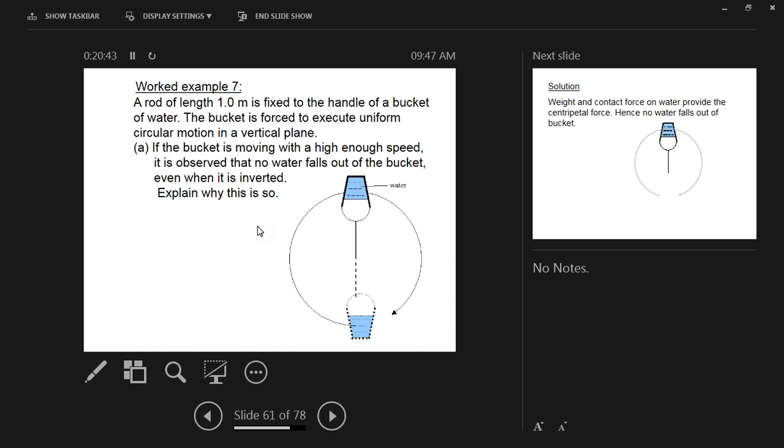When it's upside down like this, there are two forces acting on the water, right? What are the two forces? The weight and the normal reaction force. If you swing it fast enough, the mv squared over r. What is mv squared over r? The centripetal force. If the centripetal force is bigger than your weight, then the rest is balanced by the normal reaction, the water should stay there. Do you believe this? Yes. Anybody want to try?